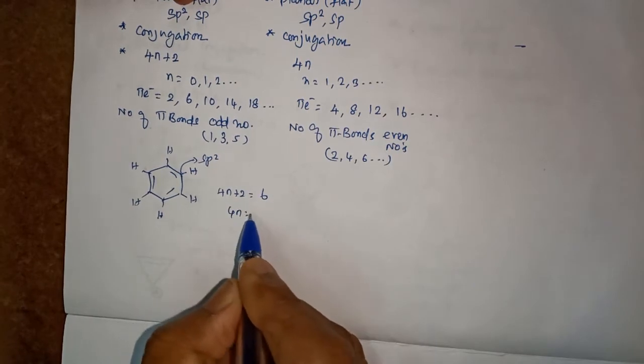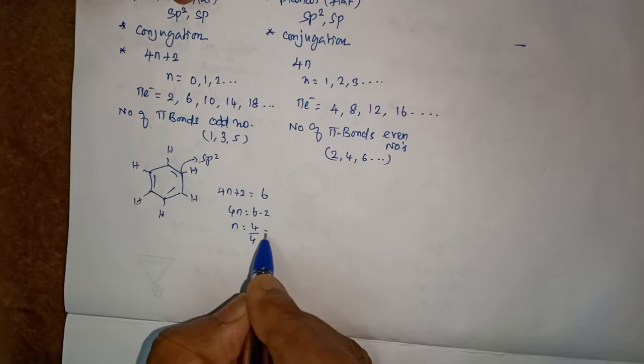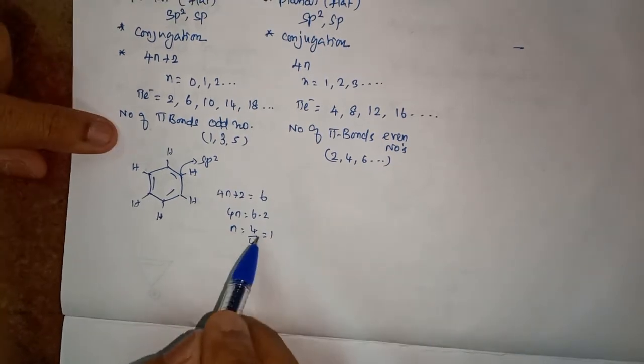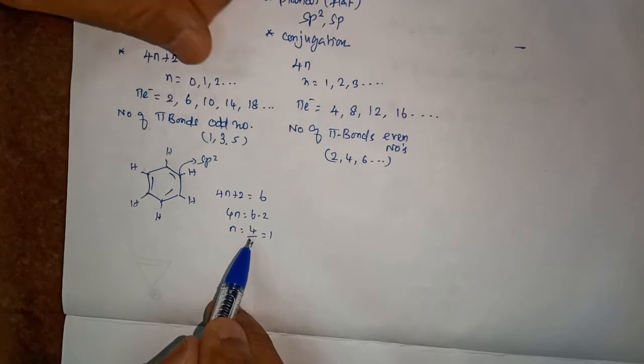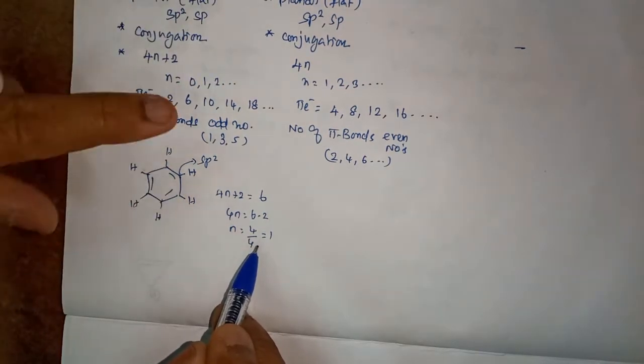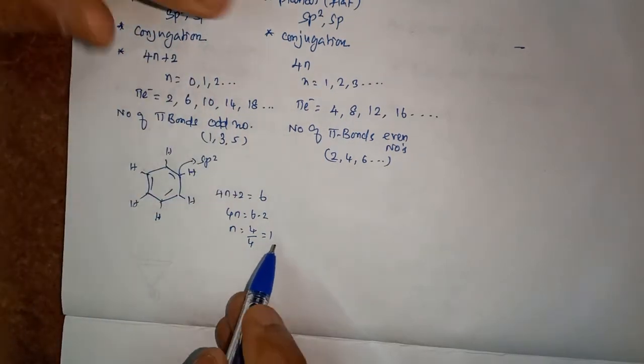I can check by applying the 4n plus 2 rule: 4n plus 2 is equal to the number of pi electrons, 2, 4, 6, that is 6. That means 4n is equal to 6 minus 2, then n is equal to 4 by 4, which equals 1. So we are getting an n value out of the numbers 0, 1, 2, 3, and I am getting 1. So n is equal to 1, and this compound must belong to the aromatic type.